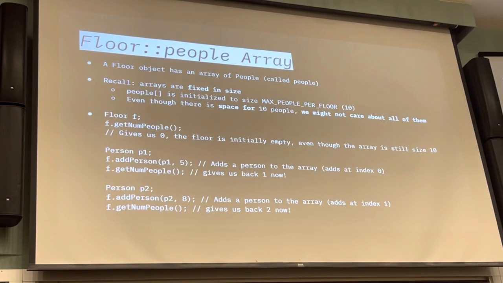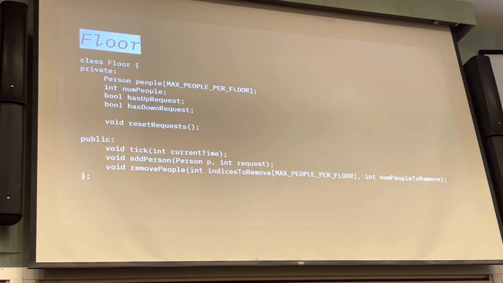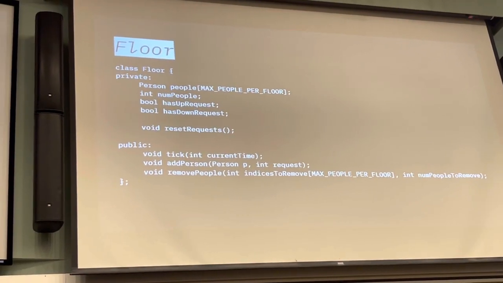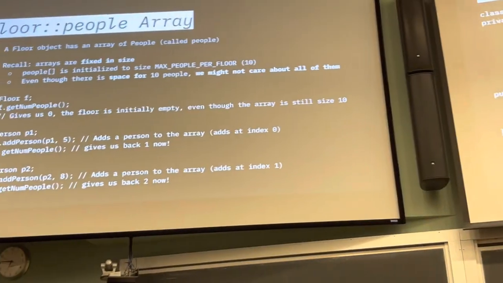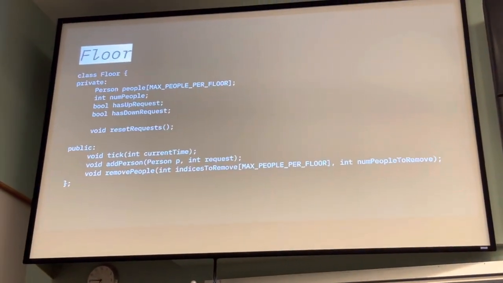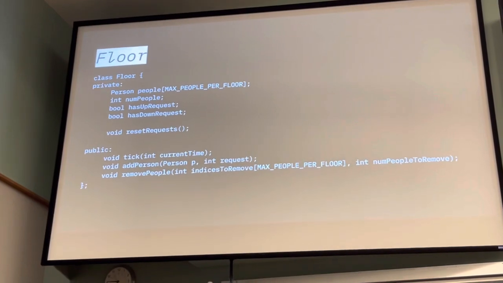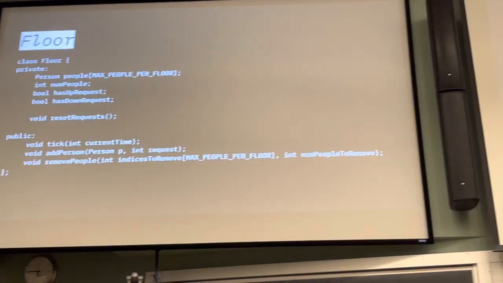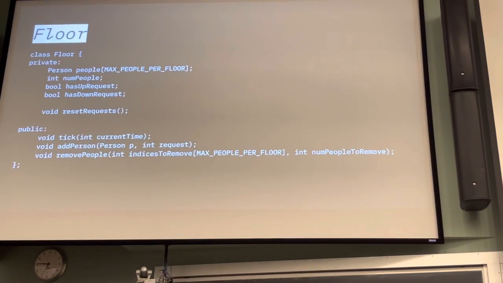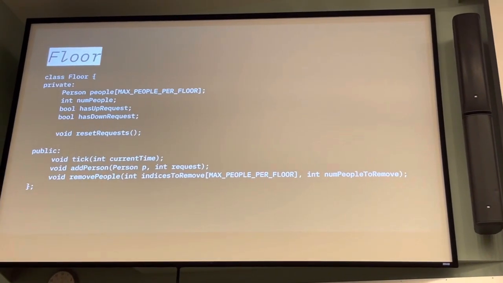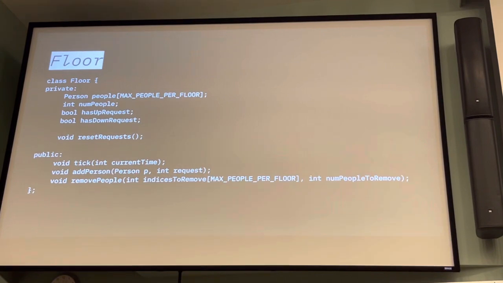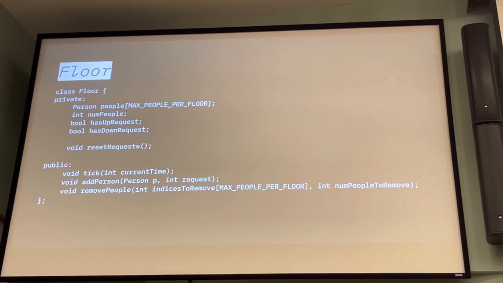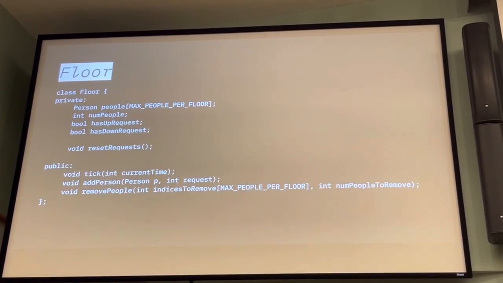Our remove people function is going to take our indices to remove array, which is just going to tell us the indexes of the people that we want to remove from the floor, and it's going to do that action. It's going to take people out of that floor. And that's one of the more challenging functions of this project.